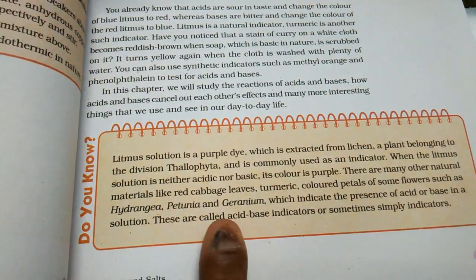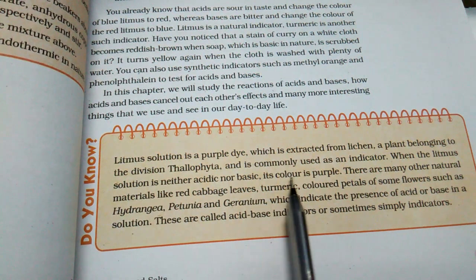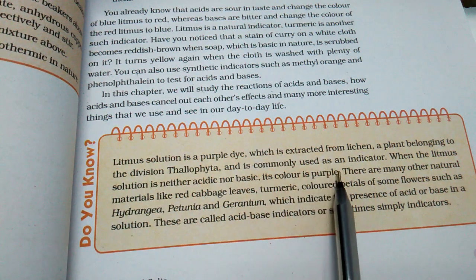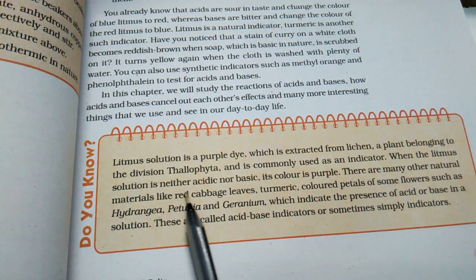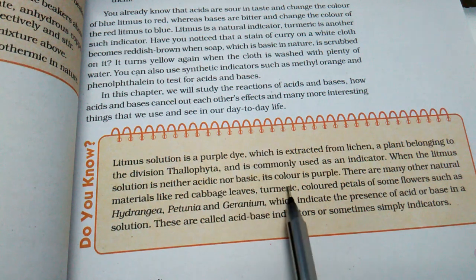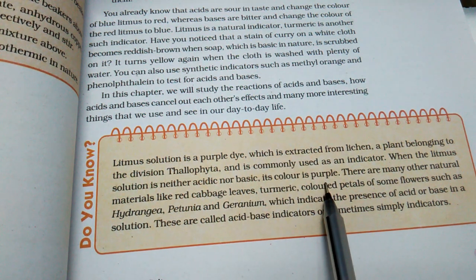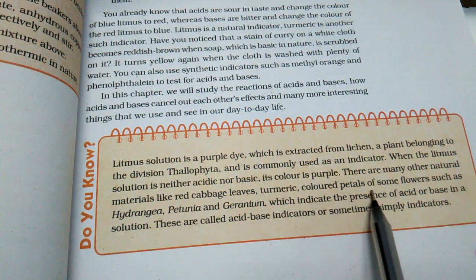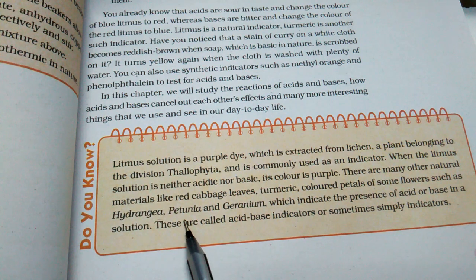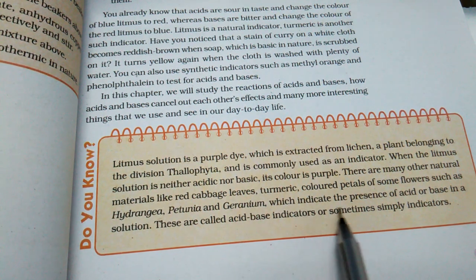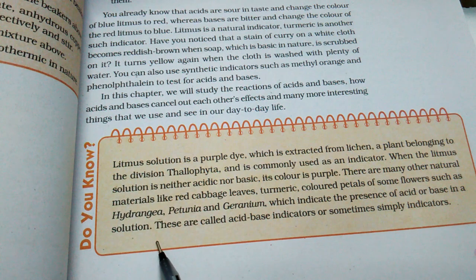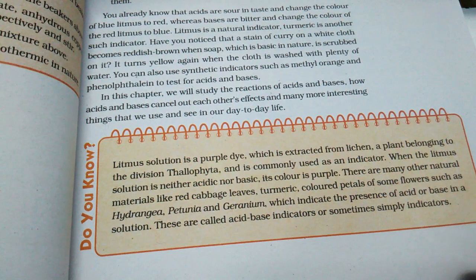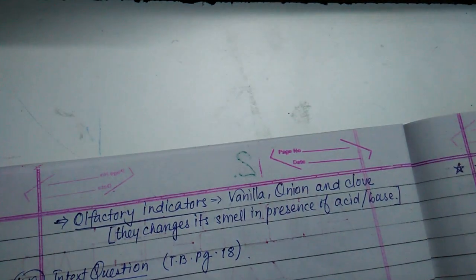Litmus solution is a purple dye which is extracted from lichen, a plant belonging to division Thallophyta, and is commonly used as an indicator. When the litmus solution is neither acidic nor basic, its color is purple. There are many other natural materials like red cabbage leaves, turmeric, colored petals of some flowers such as hydrangea, petunia, and geranium, which indicate the presence of acid or base in a solution. These are called acid-base indicators or sometimes simply indicators.